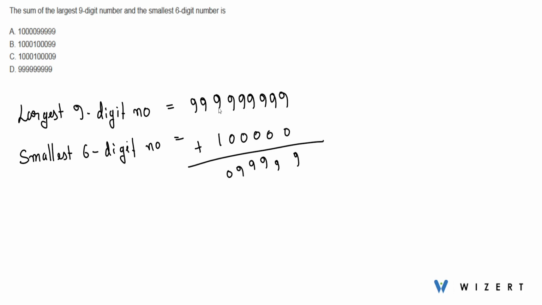Again add that 1 to 9. So we will have 10. So again we have 1 as a carry. Again 9 plus 1 is 10. So we have 1 as a carry. And finally 9 plus 1 is 10. So it will be 1 0 0 0 0 followed by 5 nines.